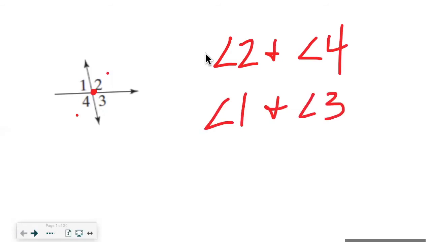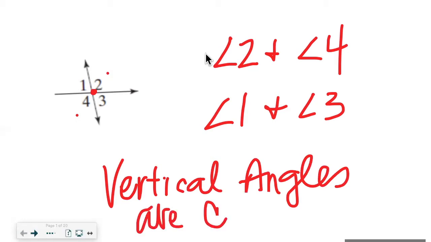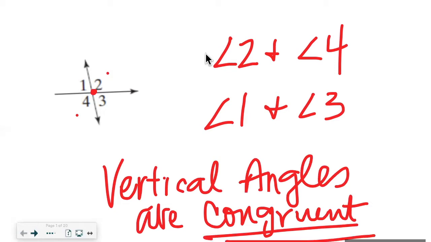Well, vertical angles are congruent. Congruent is the correct mathematical term to use when angles or anything are the same size and shape. So those sets of angles, angles 2 and 4, angles 1 and 3, are vertical angles, and therefore they are congruent.